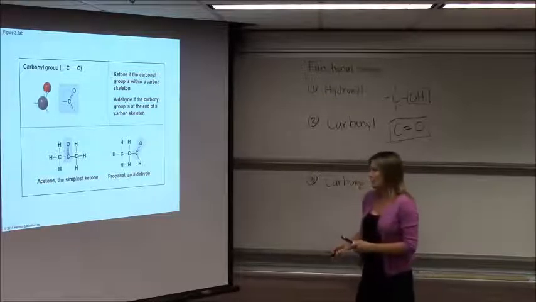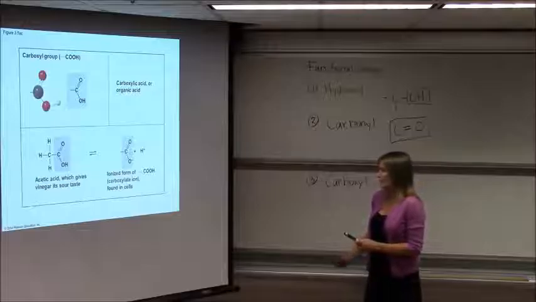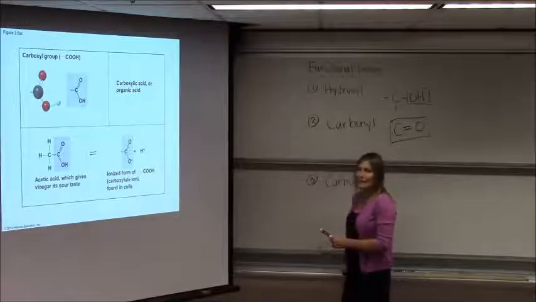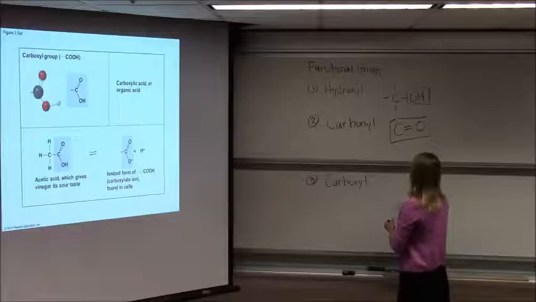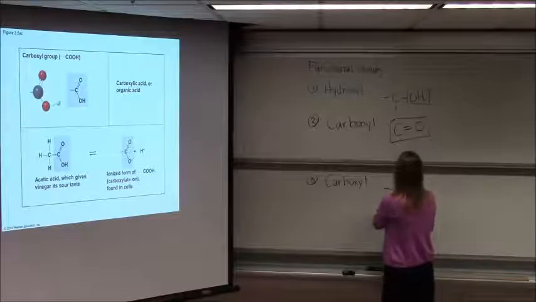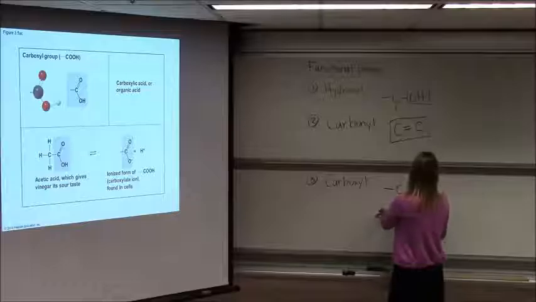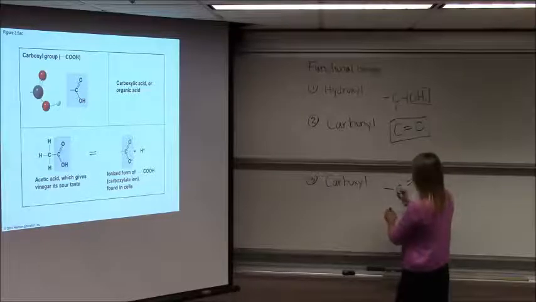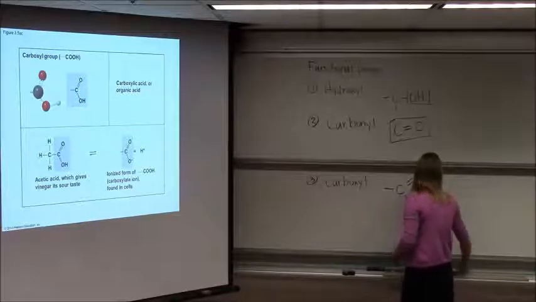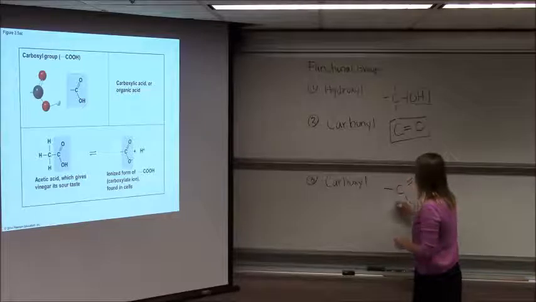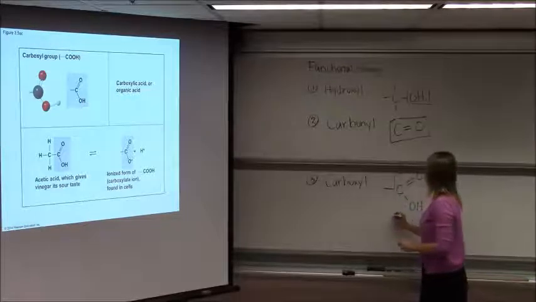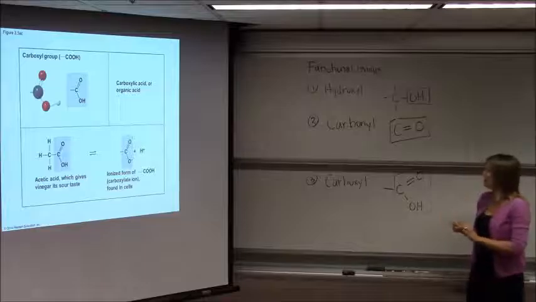Let's look at a carboxyl group. This is a carboxyl group. It's always at the end of a molecule, and it is a combination of the two. So we've got the carbon double bonded to an oxygen, and then we've got the hydroxyl group. But when this all is happening together, this whole thing is called a carboxyl group.